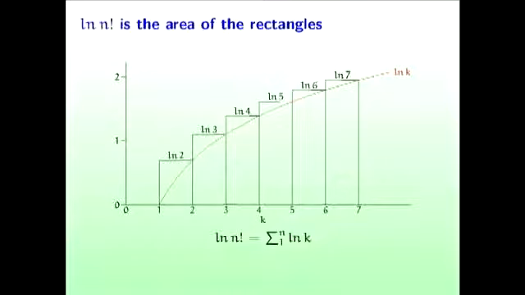So here, log of n factorial is the area of those rectangles. You can see rectangles for log 2, log 3, log 4, log 5, log 6, and log 7. Log of n factorial is just the sum of all of those. Say 3 factorial is 3 times 2 times 1, so log of 3 factorial is log of 3 plus log of 2 plus log of 1. Log of 1 is 0, so all you have left is those rectangles to add up. Okay, so now let's add them up approximately.